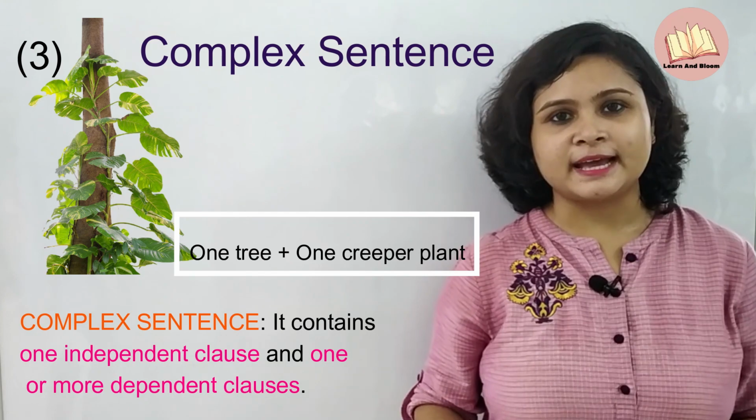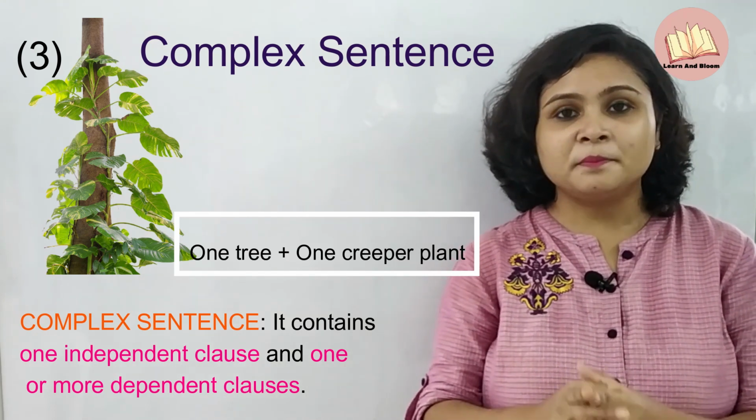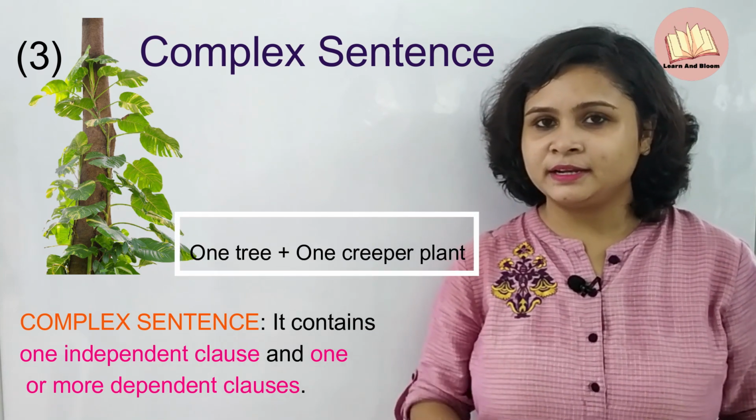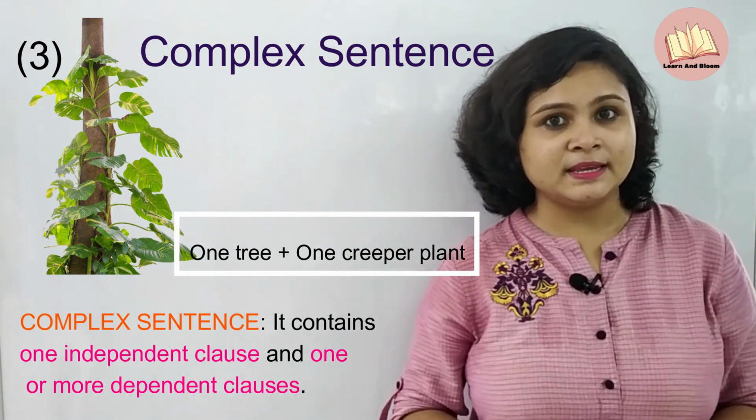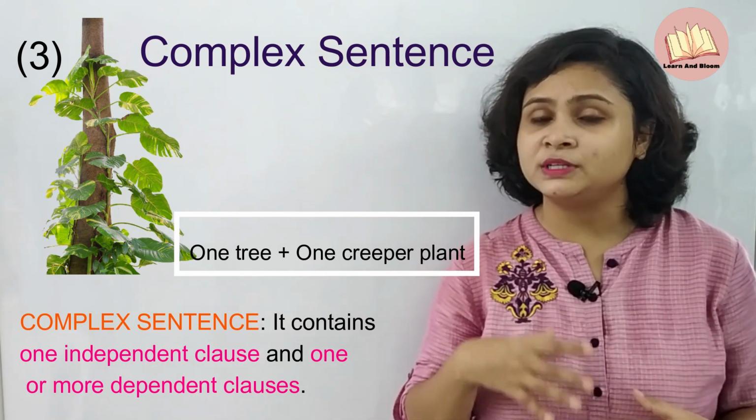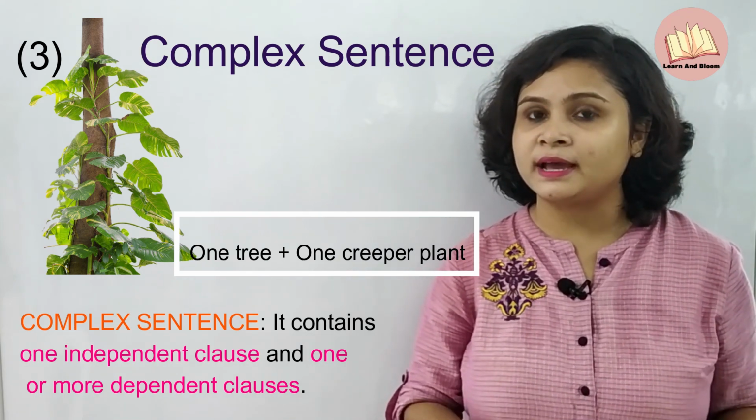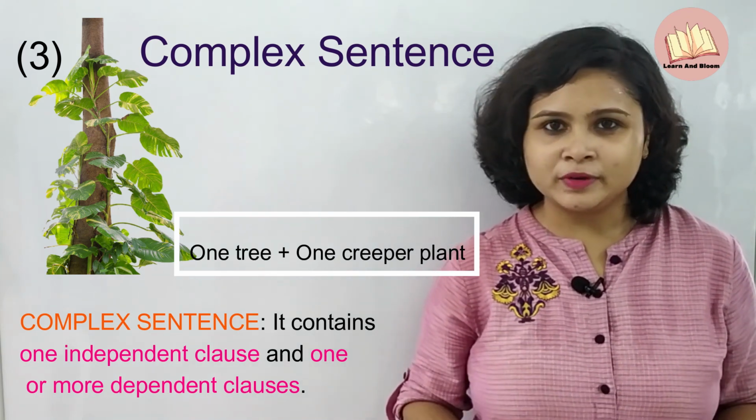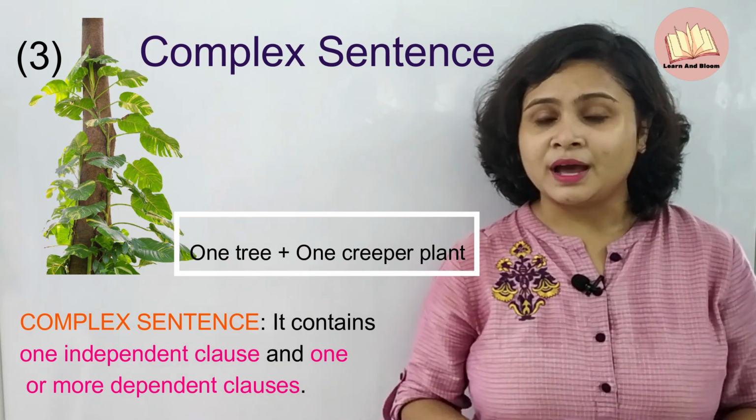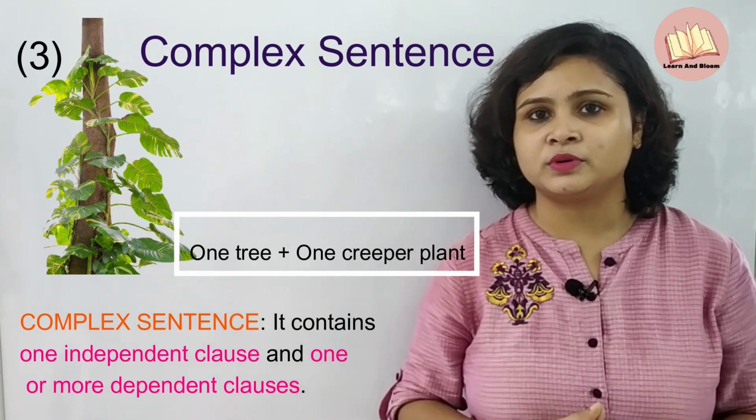Now we will understand the complex sentence. It's a little complex just like its name, but we will understand it through this picture. You can see here is a picture of a creeper plant that is climbing up a tree. We all know that a creeper plant cannot stand on its own. It always needs a support. And the tree can stand on its own. It doesn't need any support.